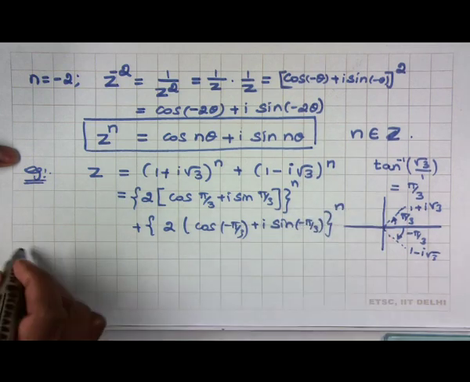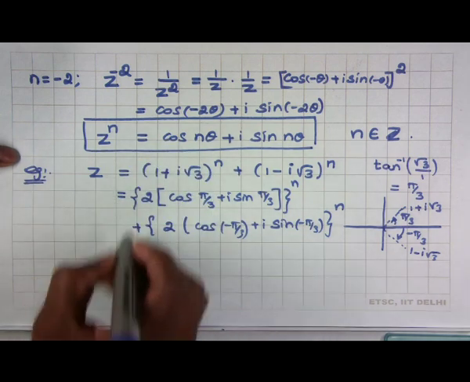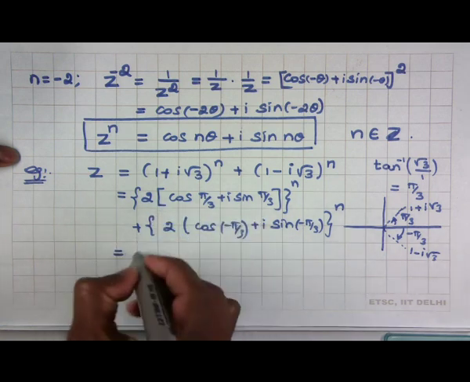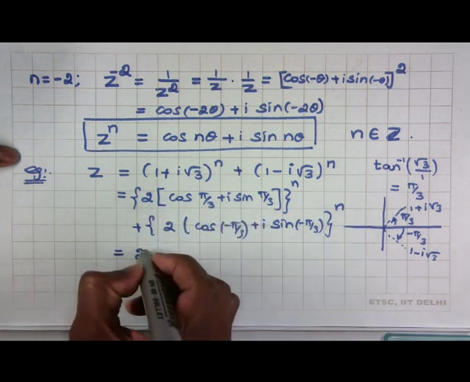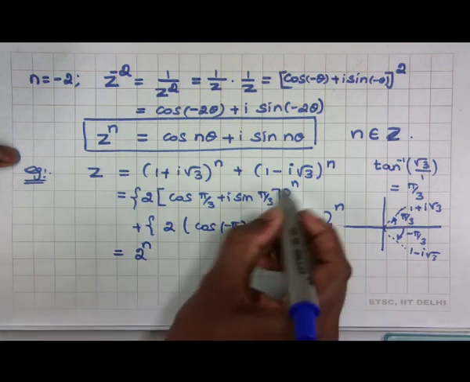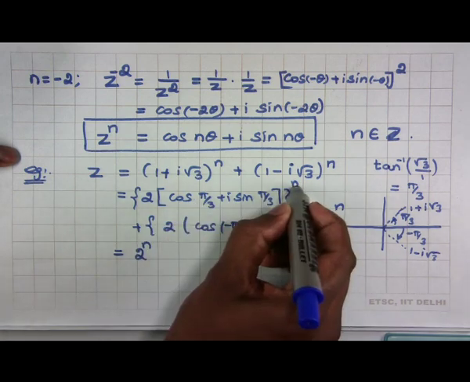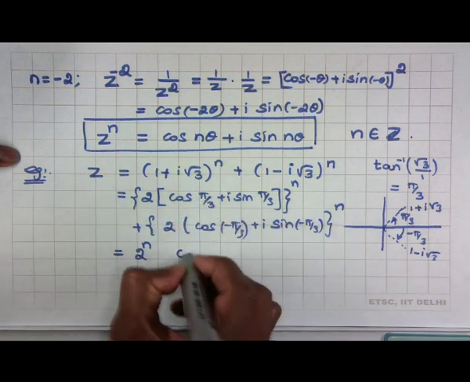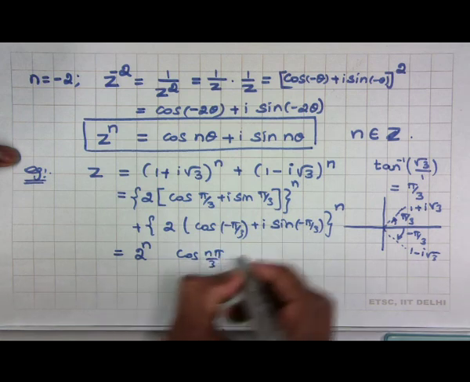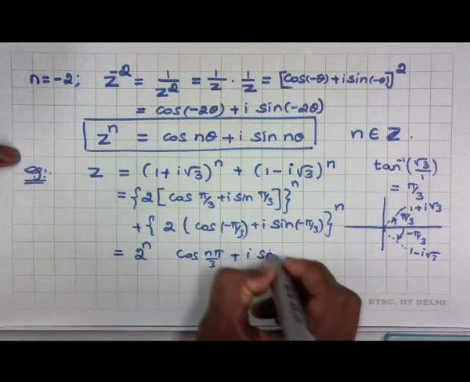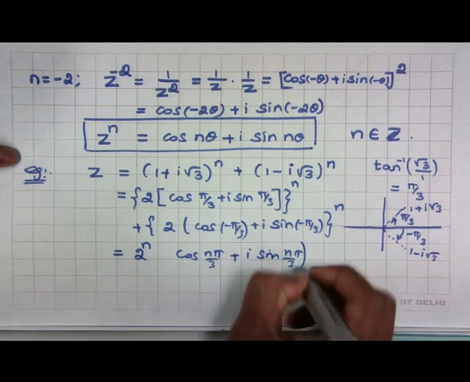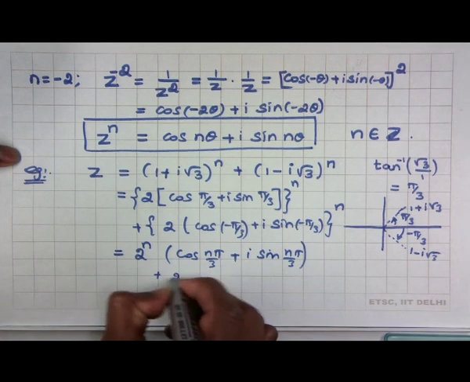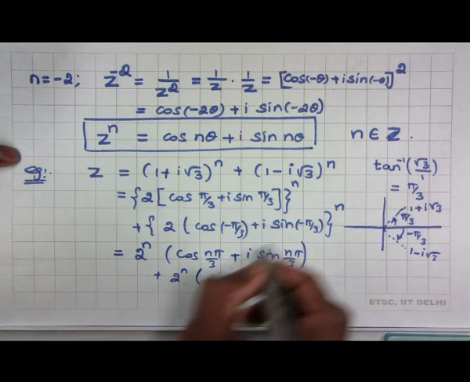power n by de Moivre's formula. What we observe is the quantity here is 2 power n. So, the power n goes with the multiplication in the argument. So, we get cos n pi by 3 plus i sin n pi by 3, this is the first term, and the second term is also 2 to the power n, and use that fact.